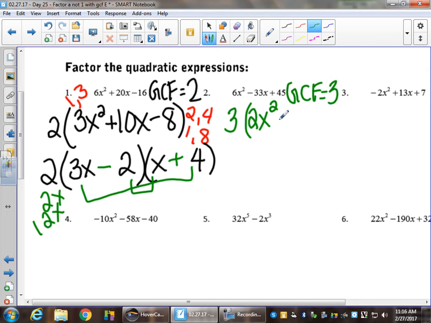What's left over when we pull out 3? 2x squared minus 11x plus 15. Can we factor that inside part? Yes. What are my factors of A? 1 and 2. What are my factors of C? 1 and 15. 3 and 5.